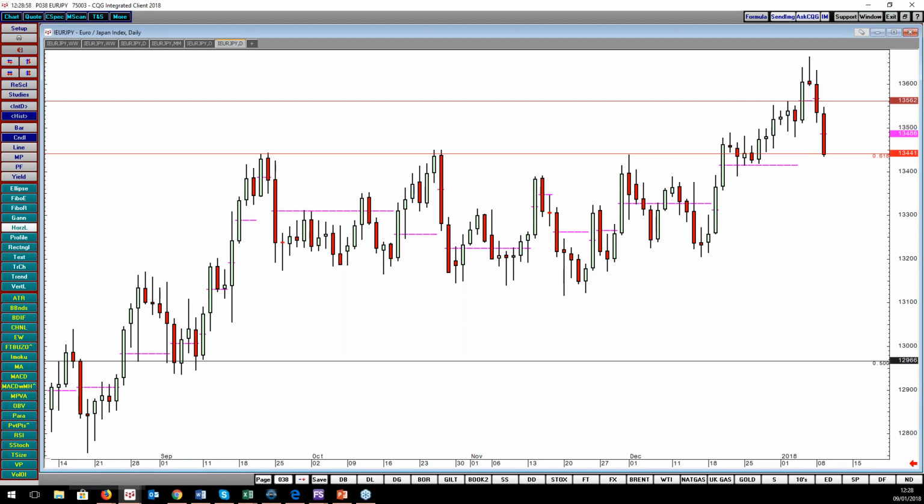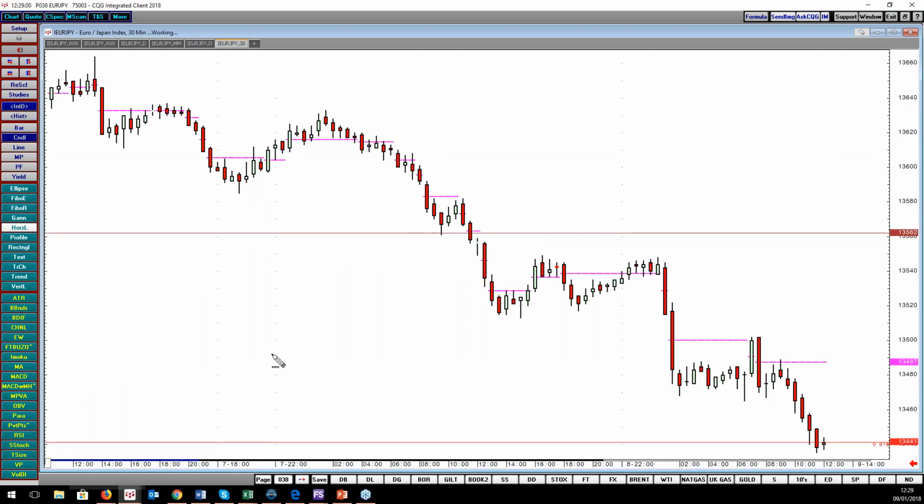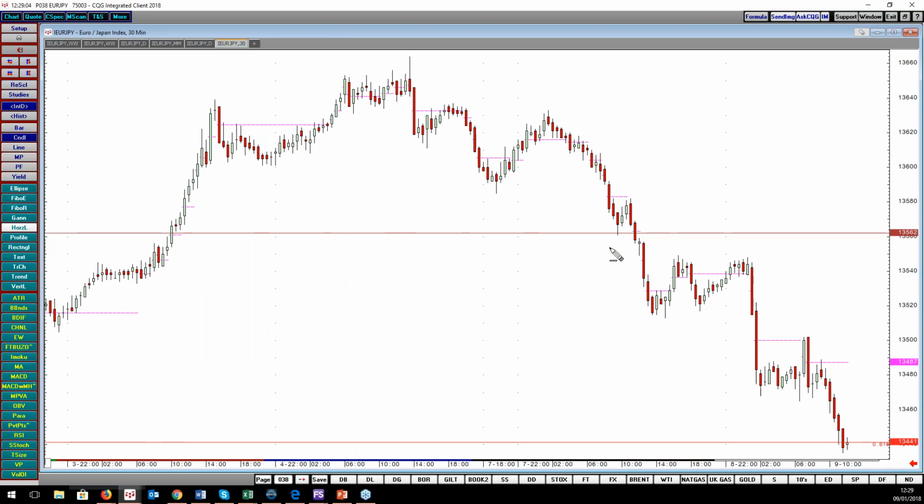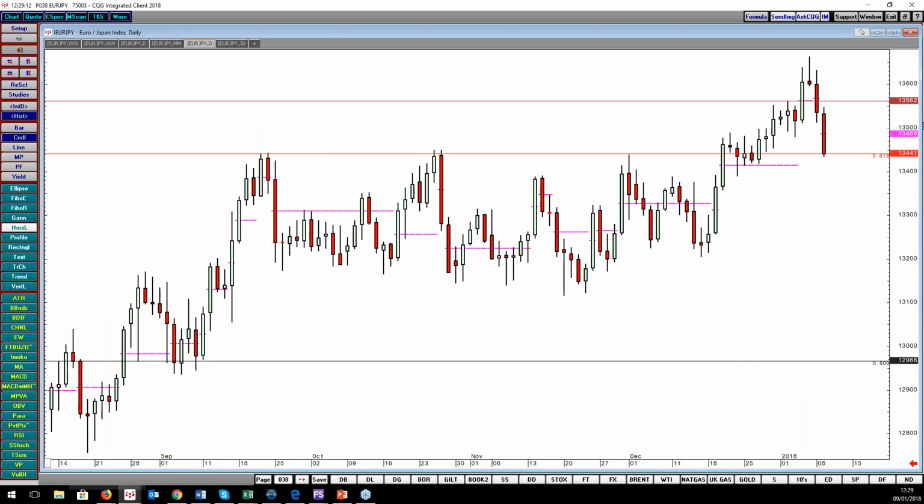And if we now go to an intraday time frame, this 30-minute chart, 135.62, you can see a nice clean break of 135.62. That was really nice. Okay, so that formed an evening star.